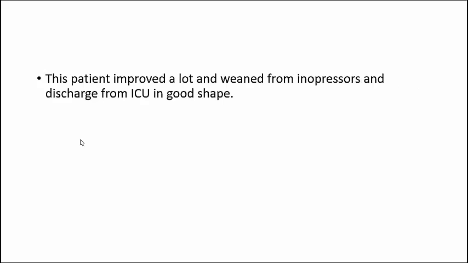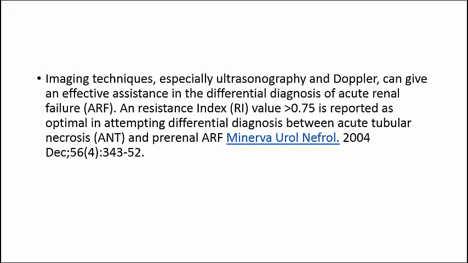This patient improved a lot, and we discharged him from the ICU in very good shape. There is a reference that talks about this Doppler study. As you see here in this article, ultrasound and Doppler can give an effective resistance in the differential diagnosis of acute renal failure. RI more than 0.75 is reported as optimal for differentiating between acute tubular necrosis and prerenal failure. That means increasing RI denotes severe hypoperfusion in the patient. But no one follows up the RI with the management really. I didn't find any article about that.